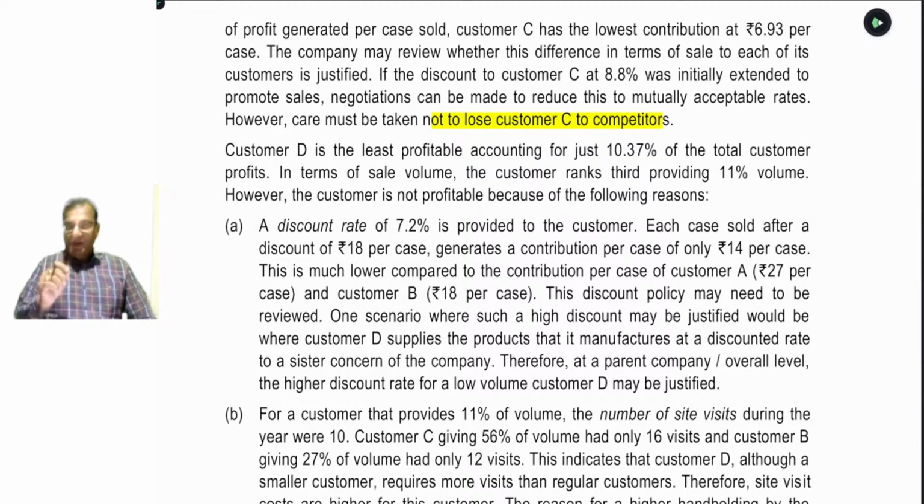Now write: give the profitability on percentage terms, and also volume from that customer on percentage terms. As they have given, this customer contributes 10.37 to profitability, whereas it contributes 11% to volume.